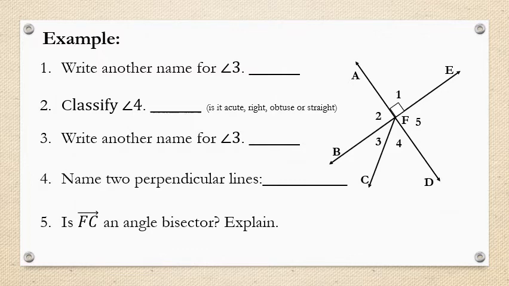So if I think about question 1, which says, let's name another name for angle 3. Angle 3 is right here. My vertex is right here at F, so I know F has to be in the center. So I could call this angle BFC, or I could reverse those letters and call it CFB. The important thing is that the vertex F is in the center when you write those.